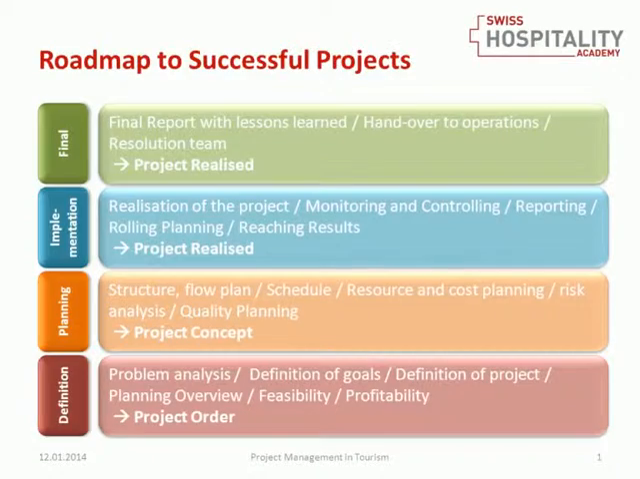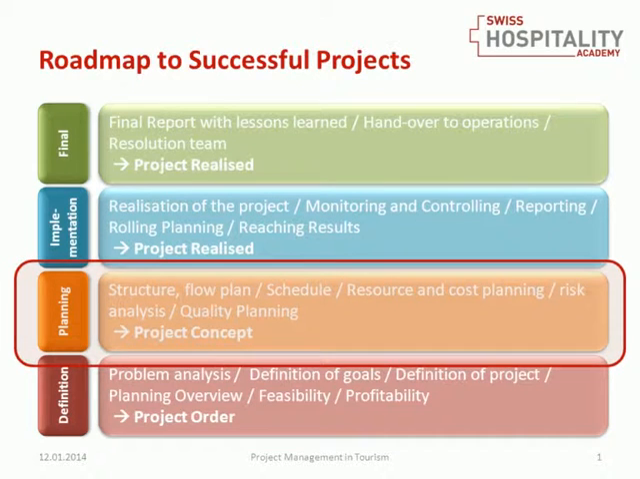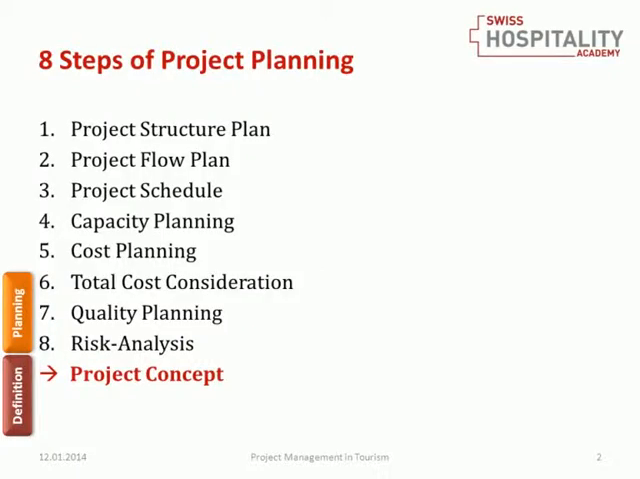Just as a reminder, we defined in the first week that the roadmap for a successful project has 4 steps: the definition, the planning, the implementation, and the final phase. We are now still in the planning of the project. Since last week, we discussed the planning and identified that the planning phase has 8 steps.